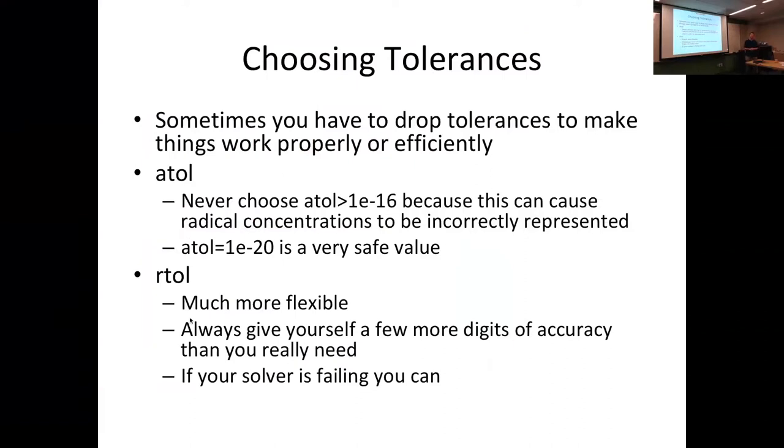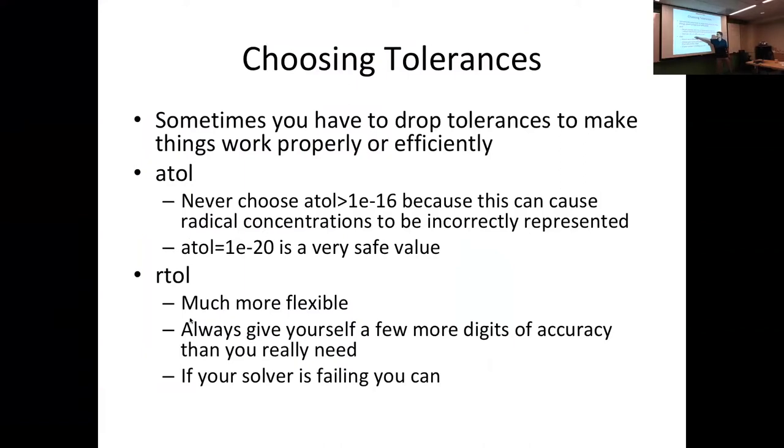In fact, so nuts that the simulators can't handle them, and you'll get that error in any software. You're more likely to get it in Chemkin than you are in Cantera or the reaction mechanism simulator. So in terms of choosing tolerances, sometimes you have to deal with those models, though. ATOL is really important because RMG mechanisms tend to deal with radicals, so radical concentrations can be quite small. And so you should never set it higher than 1E-16.